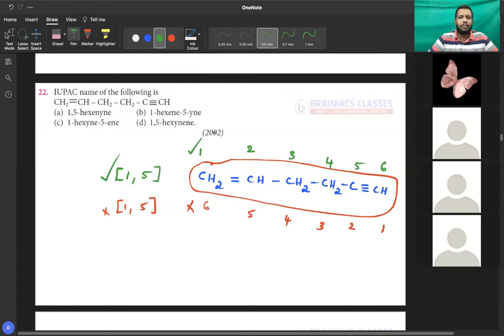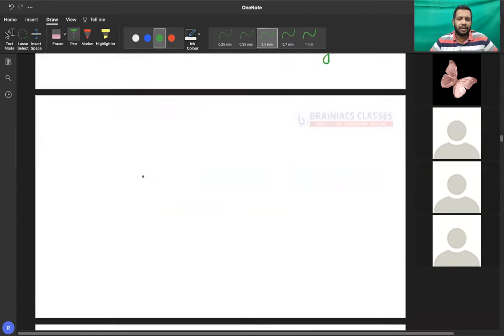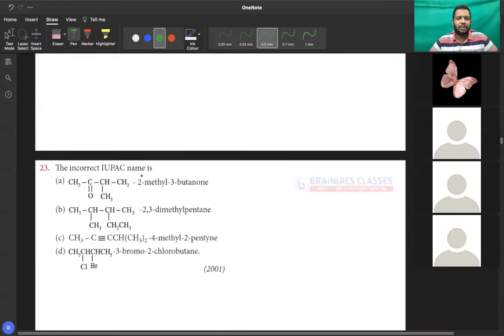So what is the name of this compound? You have 6 carbon atoms, so I can write hex. At the first position you have ene, so 1-ene, and at the 5th position you have yne, so 5-yne. So 1-hexen-5-yne is the answer. Option B looks like the correct answer. All of you are getting the same or a different one? Same answer. Super, good going. Now let's go to the next question.